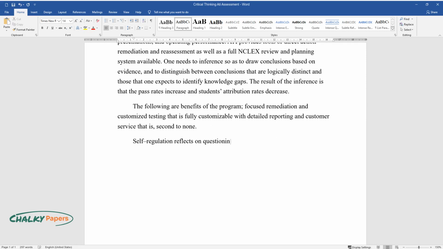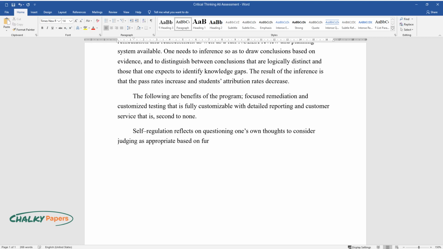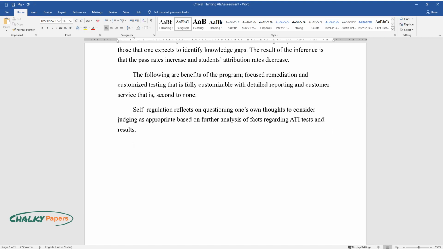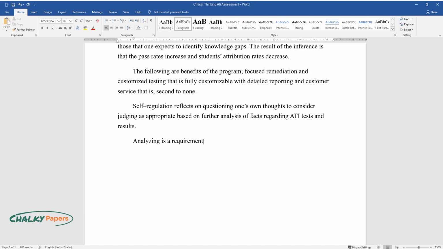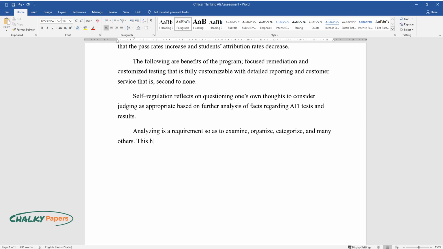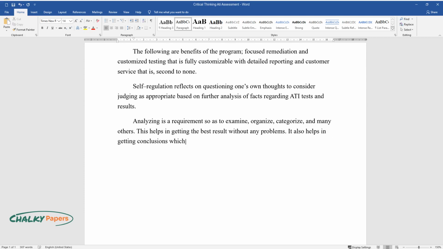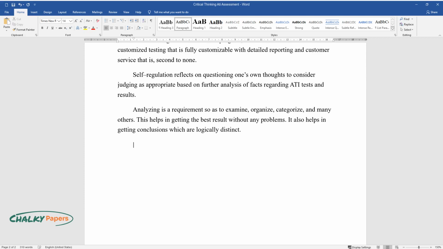Self-regulation reflects on questioning one's own thoughts to consider judging as appropriate based on further analysis of facts regarding ATI tests and results. Analyzing is a requirement so as to examine, organize, categorize, and many others. This helps in getting the best result without any problems. It also helps in getting conclusions which are logically distinct.